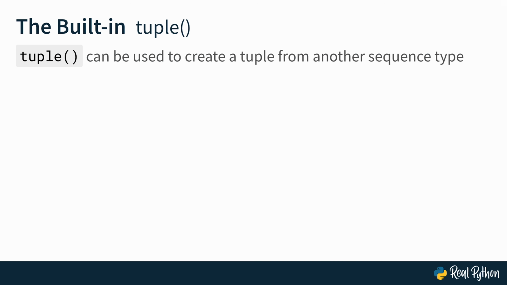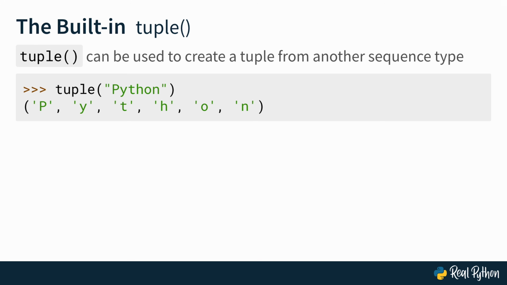Another way of creating a tuple is by using the built-in tuple function. With this, you can pass in another sequence type and create a tuple from that. Now, what's another sequence type that you've already encountered? Those are the strings that I mentioned before. So you can pass in a string to the tuple function and Python will create a tuple for you. Let's try that out in IDLE as well.